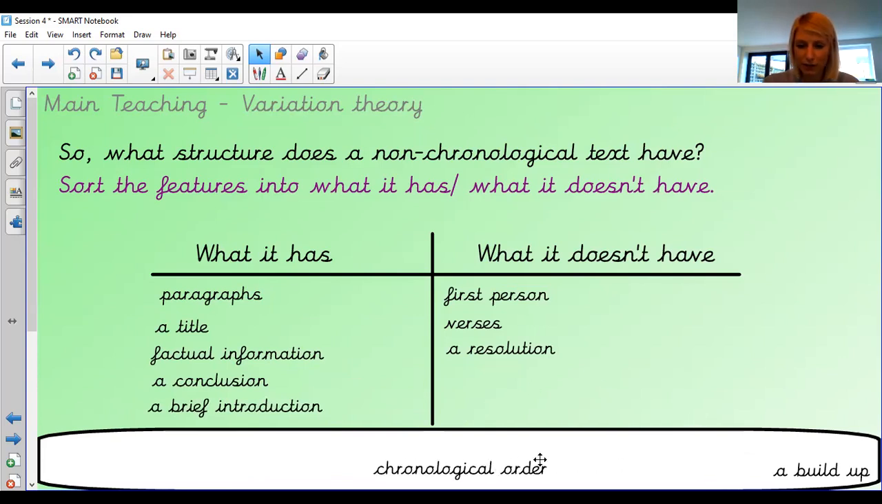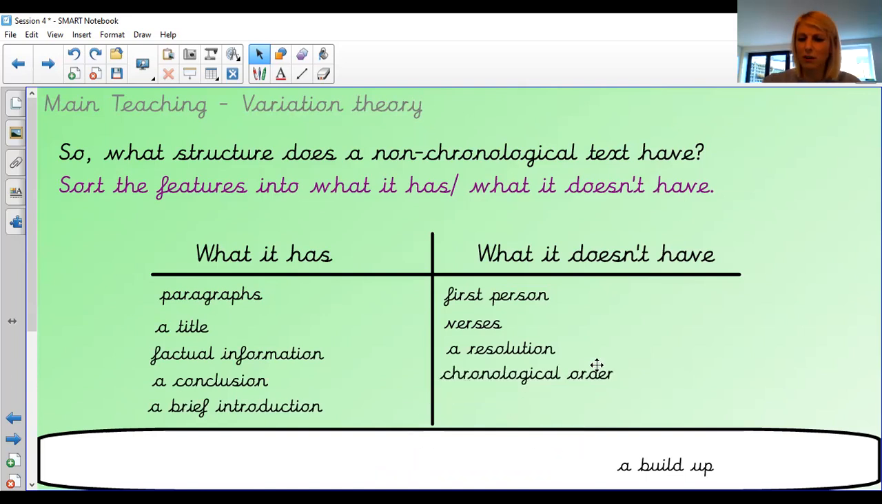I've just got two left to do then, chronological order and a build-up. Chronological order means in time order, doesn't it? But this is a non-chronological text. So actually our writing's not organized in time order, is it? Our writing is organized in different ideas and themes like invasion or towns. So it's not in chronological order. And then a build-up. That's like a story really, isn't it? So build-up would go over here.